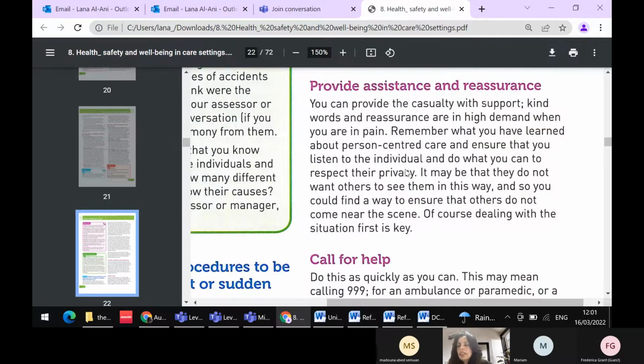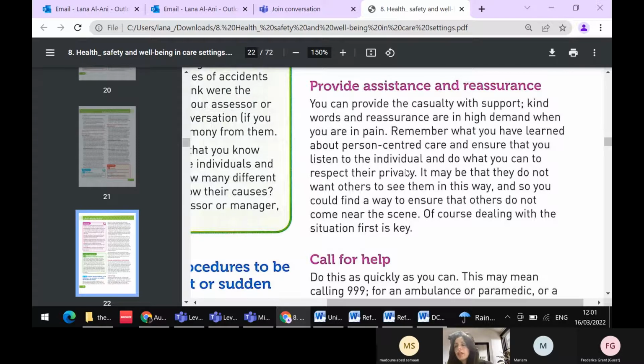So when the emergency service calls you, you have all the information. And you need to remember the person-centered care, which is very important. Ensure that you listen to your client, you understand your client, you sympathize with their situation, you respect their privacy. It's very important.